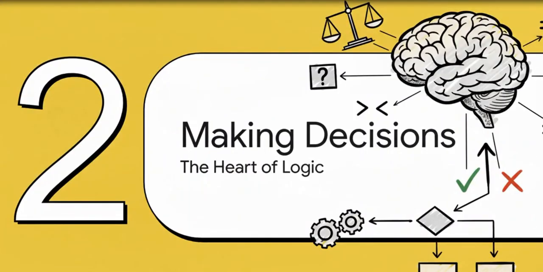All right, on to the next set of tools. These are the ones that let our programs, well, think. They let our code compare things and make choices. This is where your program stops being just a calculator and starts to feel alive. This is really the heart of logic in programming.